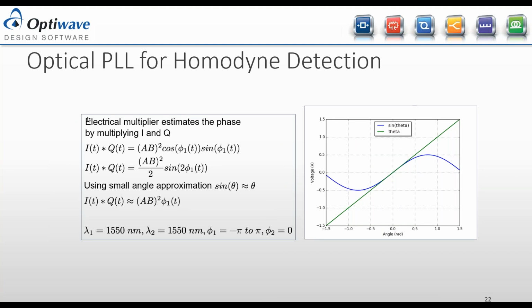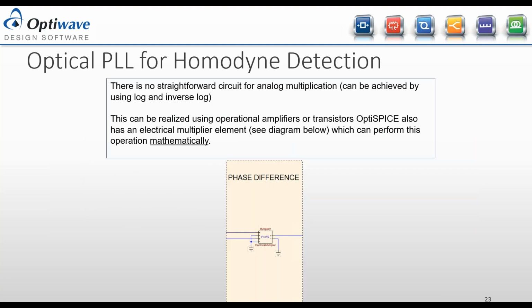Now the way we calculate the error signal is by simply multiplying the I and the Q signals. What this gives us is a term sine 2 theta, which then can be approximated as equal to theta. Theta is our difference in phase. Therefore, as long as the phase difference between the two signals is small, we can use it as an error signal.